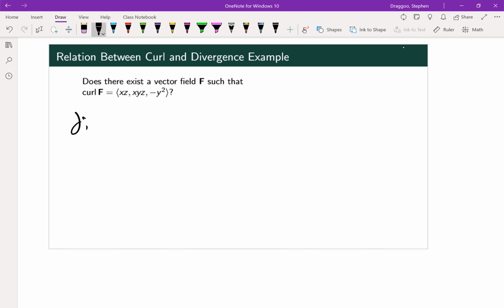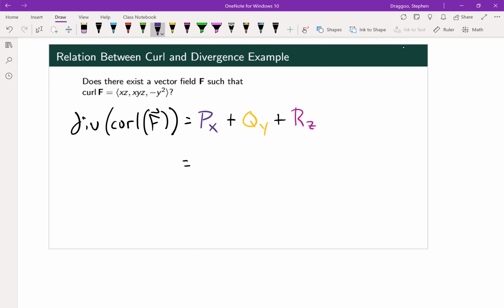So let's just go ahead and do that. Divergence of the curl of F is, I want to take P's partial with x. So let's do P partial x plus Q partial y plus R partial z. Where our P is xz, so that partial derivative is z, plus Q is xyz, so Q partial y is going to be xz. Plus R partial z, R is negative y squared, so the partial of that with respect to z is 0.